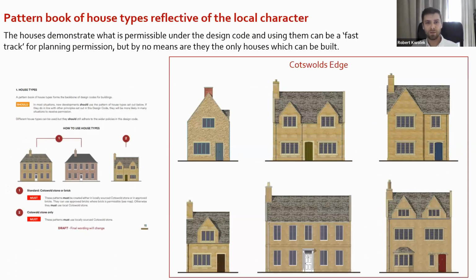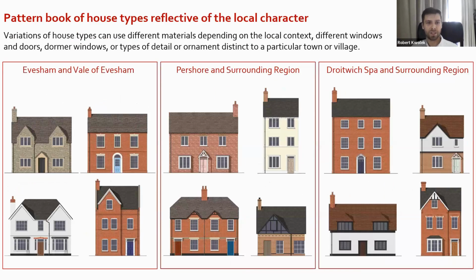So we designed separate house types for each geographic area. Here on the screen, you see some house types for the Cotswolds Edge. The way the house types would be used is you could use them to get fast track for planning permission, but it doesn't mean that these are the only house types you can build in any area. Here you can see house types for each of the other areas.